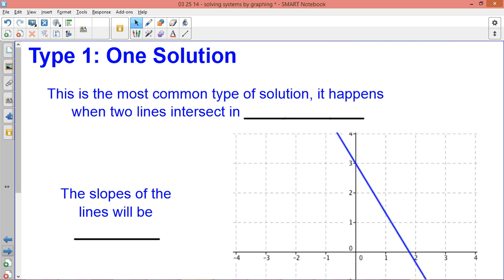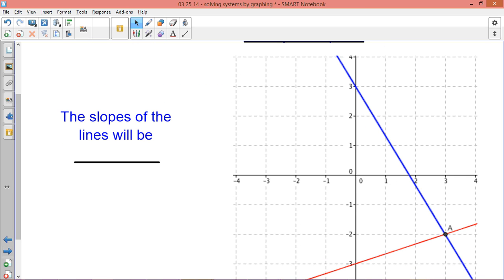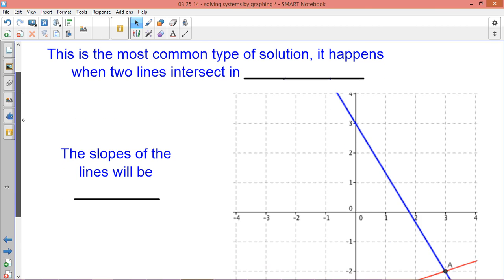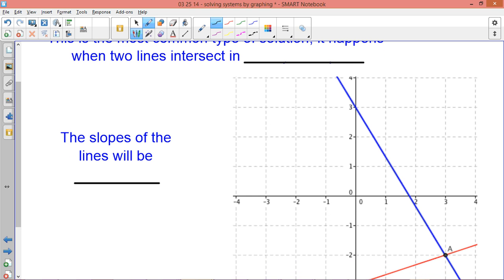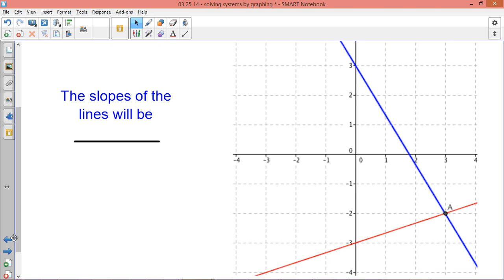Type 1, we can have one solution. This is probably the most common type of problem that we'll get with systems of linear equations. You notice it intersects at exactly one point, these two lines. So that means one solution. This happens when we have two lines that intersect in exactly one place. And to have this happen, the slopes of the two lines will have to be different, because if they were the same, the lines would be parallel, and so it would not intersect at exactly one point.